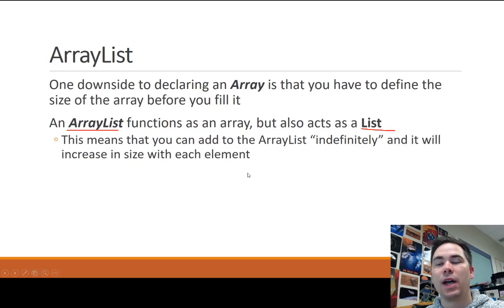So you have the list and then you have the two square brackets, you can repeatedly add to it. So this behaves like that, not like a tuple. So this means that you can add to the array list indefinitely, and it'll increase in size with each element. And if you don't specify the position to add in the array list, it'll always add at the end of the array every time that you add an element.